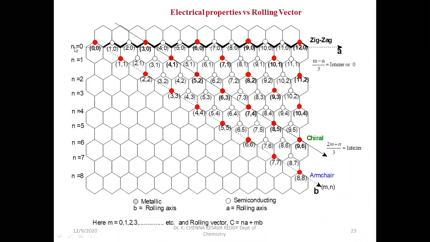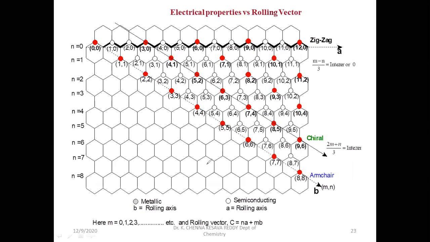You see that in this direction, m is increasing. In the second row, 1 0, then 1 1, 2 1, 3 1, m is varying. We are increasing the m number, but n is constant. That's what we are writing. n is equal to 0, n is equal to 1, n is equal to 3, n is equal to 4, and similarly up to n is equal to n.